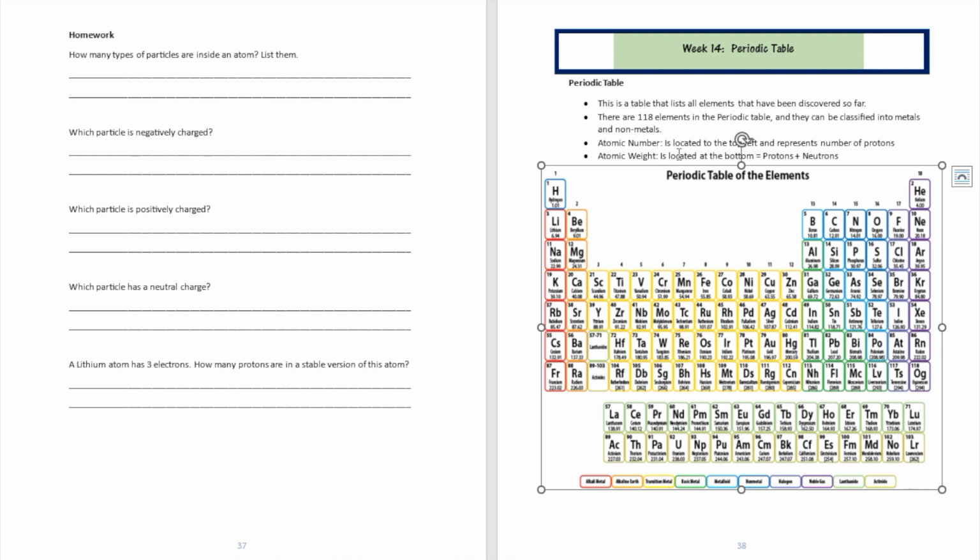And don't forget, there are different types of elements in the periodic table. I forgot to mention that. There are going to be metals, and there are going to be non-metals. Well, metals are the kind of elements that are going to be in the red boxes, in the yellow boxes, in the green boxes, and non-metals are going to be in the blue boxes. And you know what a metal is.